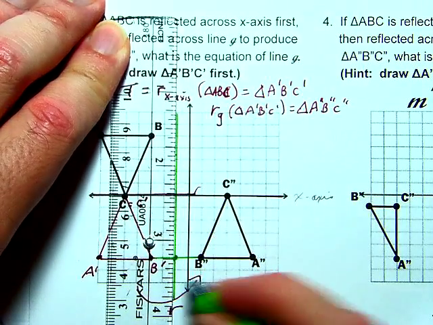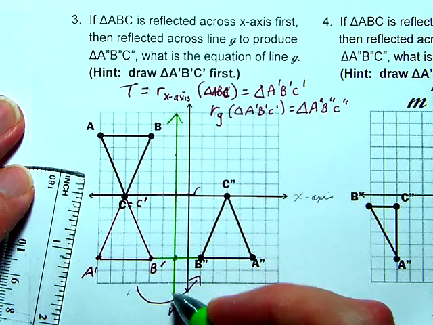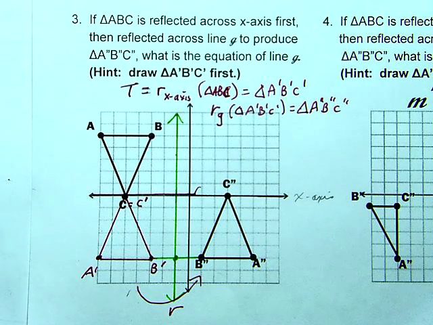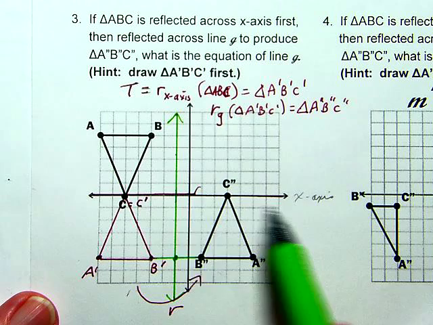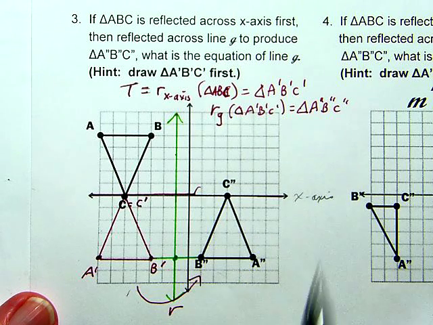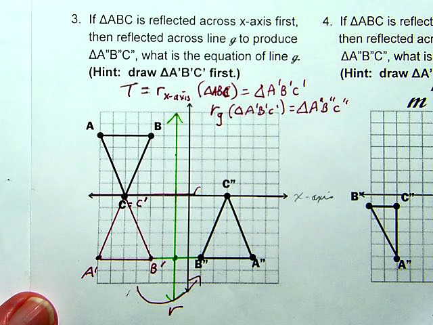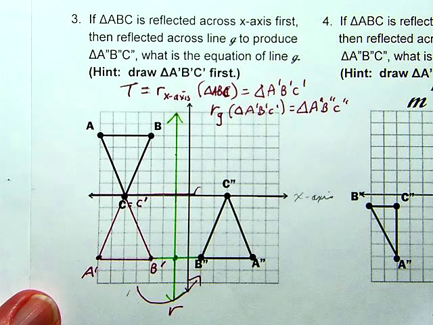So this is our line of reflection, and all we need to do now is determine what is its equation. Now it is parallel to the y-axis. It intersects the x-axis at x equals 1. So that's its equation. X equals 1. That is the equation of this line.